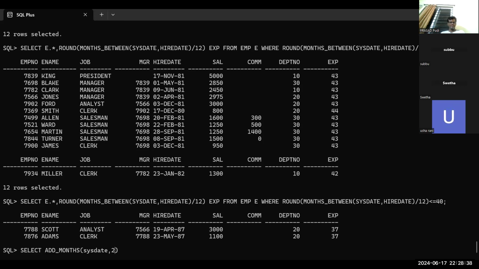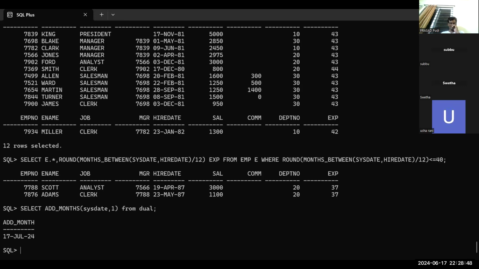Start from June. So, what is this month? This month is June, right? What I added: add months, today's date, and 1. It means 1 month I am adding.